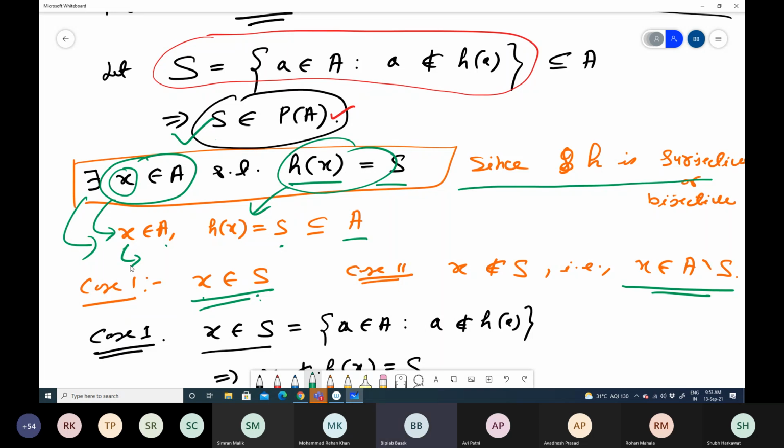Did you get it? This is a proof by contradiction. We assume that H is surjective, so there exists X. We are assuming that H is bijective, then we get this, and we are getting a contradiction. So therefore H cannot be bijective.